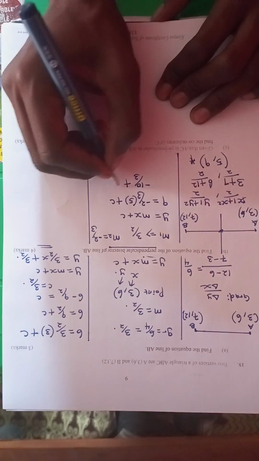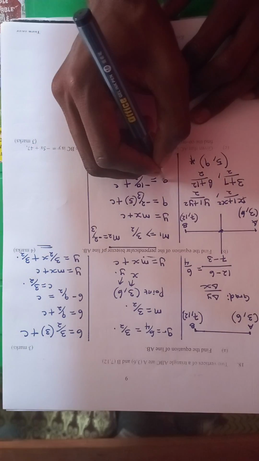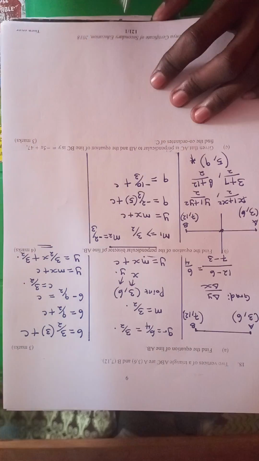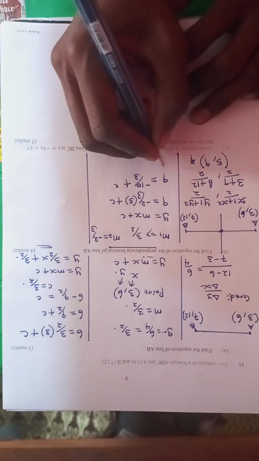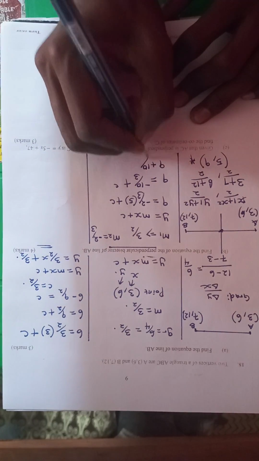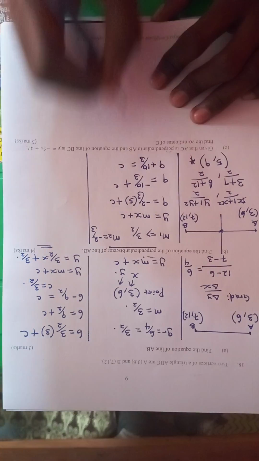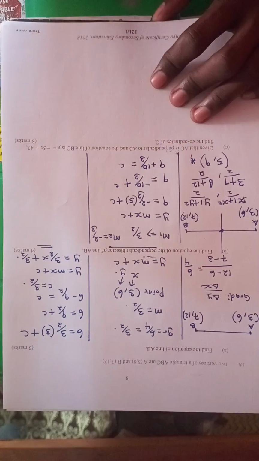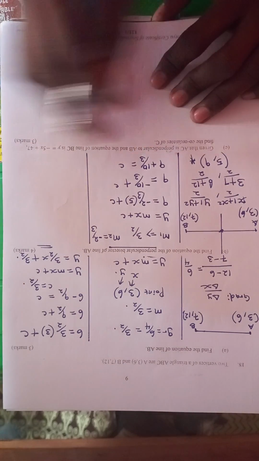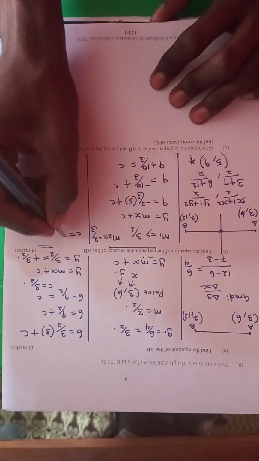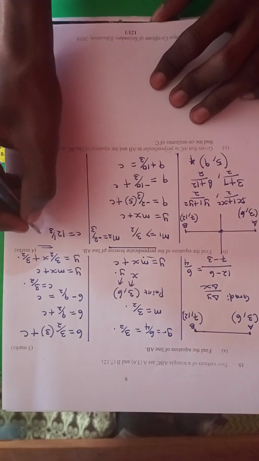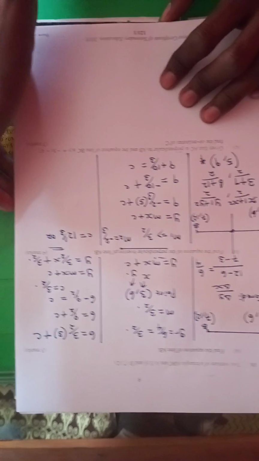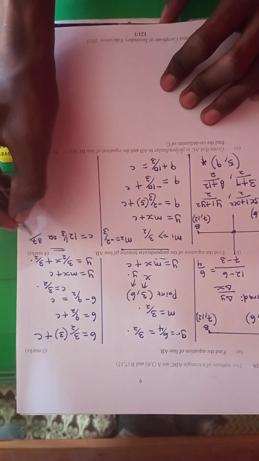So -10 over 3 plus c is equivalent to 9. What do we do? We take this -10 over 3 to this side. This will be 9 plus 10 over 3 is equal to c. So 9 plus 10 over 3 becomes 12 and a third, or 37 over 3. So the value of c becomes 12 and a third, or you can just say 37 over 3.